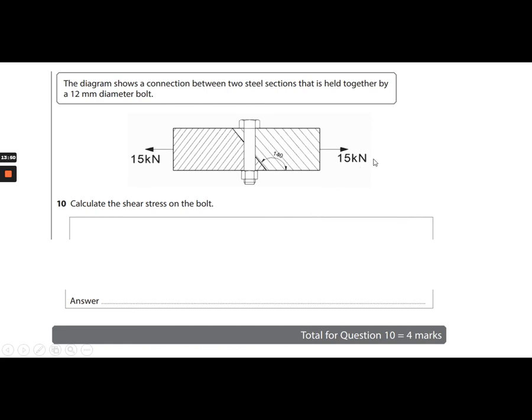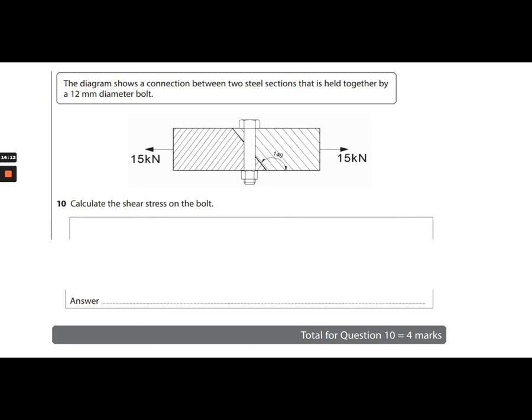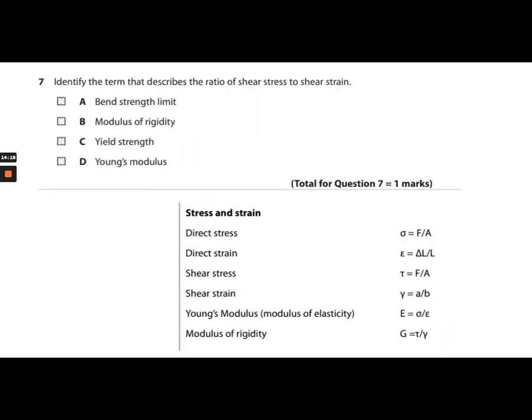So it's just force over area. 15 times 10 to the 3 divided by your area. Well, 12 millimeters is your diameter. Halve it to get the radius, so 6 times 10 to the minus 3, and then pi r squared. And that's it. Of course, you've got to think about force over area. It's newtons divided by meters squared, so newtons per meter squared. That's also known as pascals, but newtons per meter squared will get you the marks. Okay, there's the mark scheme.